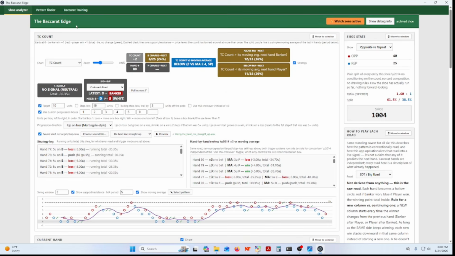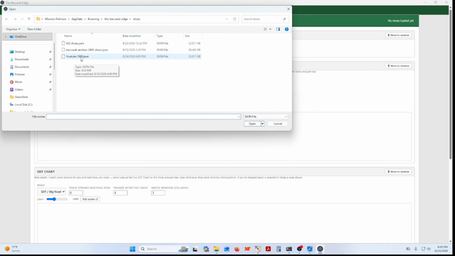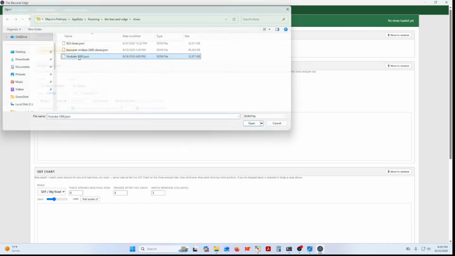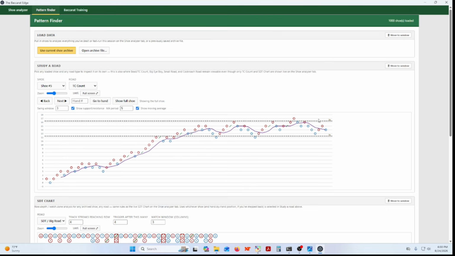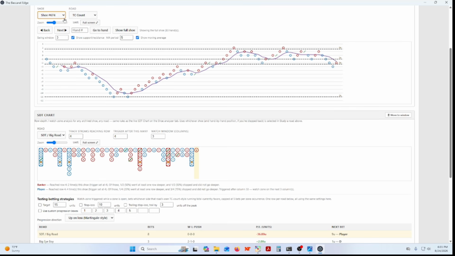So when I want to reload it, I go to this section over here and say open archive. There's my YouTube 1,000 shoes. Click on that, and the 1,000 shoes are loaded. I can go hand by hand, and if I want to look at the card tracker, I can see what cards were taken out at what point. That's how detailed this is. So we're looking at 1,000 shoes, and let's scroll on down. Let's pick a shoe randomly. Boom, 674. That's shoe 674 TC count.